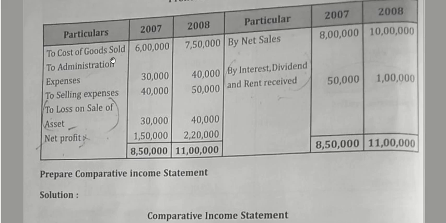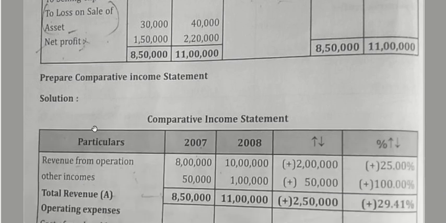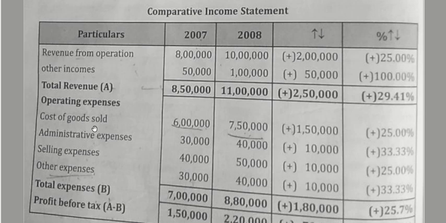Now your operating expenses. In your profit and loss account, you have cost of goods sold, administrative expenses, selling expense, loss on sale of asset. All these are expenses, but loss on sale of assets will be considered under other expenses. Cost of goods sold, last year it is 6 lakhs, the current year it is 7,50,000. So your increase is how much? 1,50,000, which is in plus sign. So 1,50,000 divided by 6 lakhs into 100 is 25%.